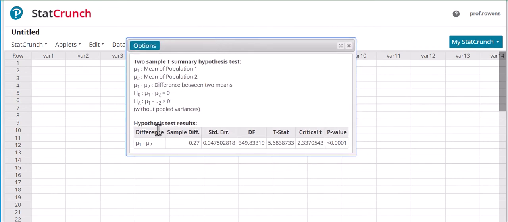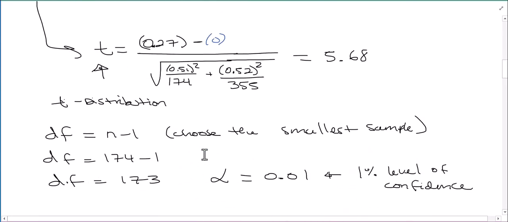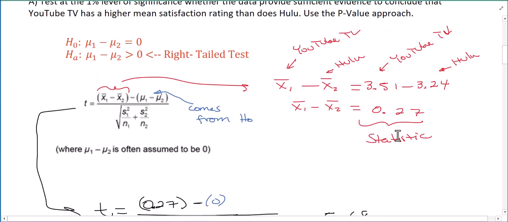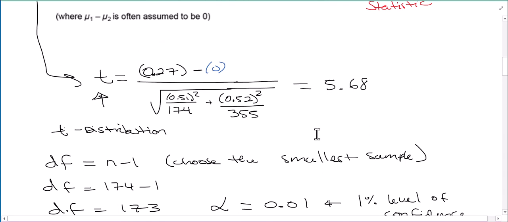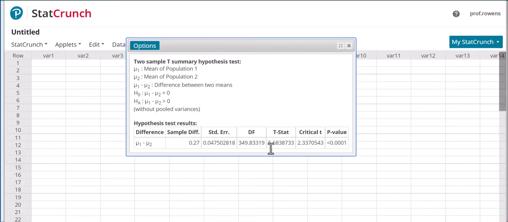So make sure that you compare there your null and your alternative hypothesis. Make sure that that is what you had selected. And so here our sample difference, 0.27. Remember that is what we got. Going back to our notes, we had gotten 0.27 for our sample statistic, and our standardized statistic, or t-score, is 5.68. So what did this give us? T-statistic 5.68, or critical t-value is 2.33. This is for the critical region.